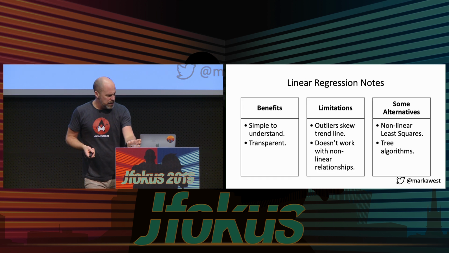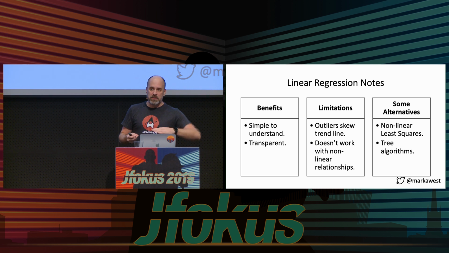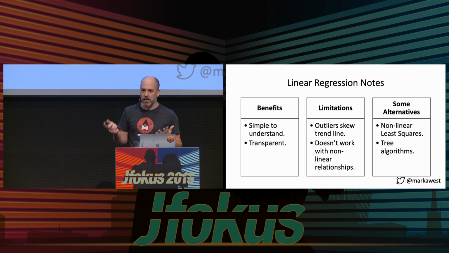So that's linear regression. Really, really simple to understand, transparent, especially if you're just working in 2 dimensions, easy to plot and visualize. Outliers will skew the trend line, and it doesn't work well with nonlinear relationships because it's linear regression. If you want to model nonlinear relationships, you need a nonlinear model.